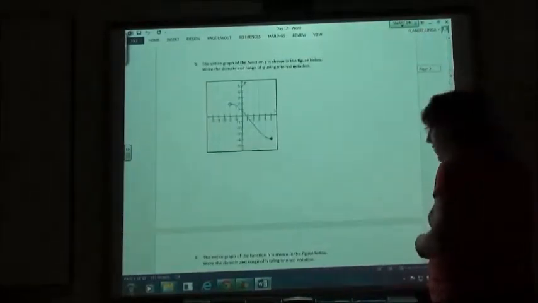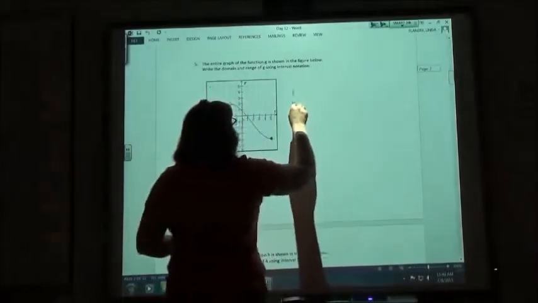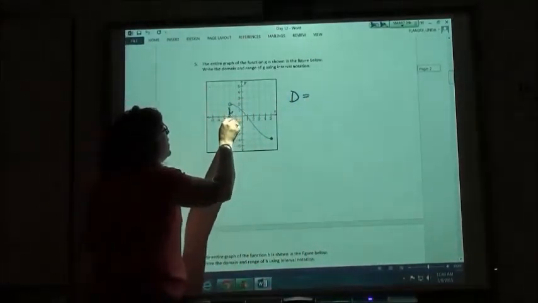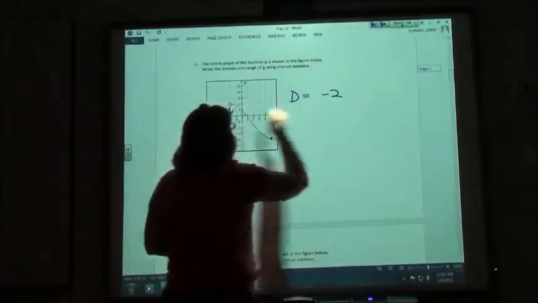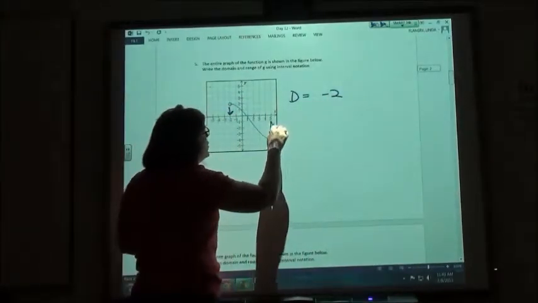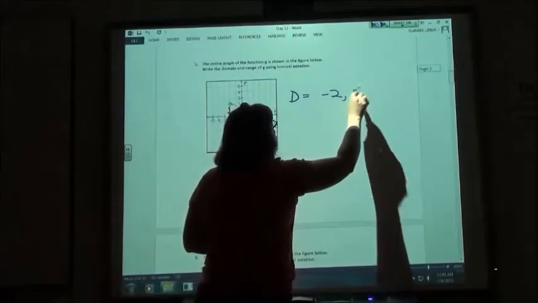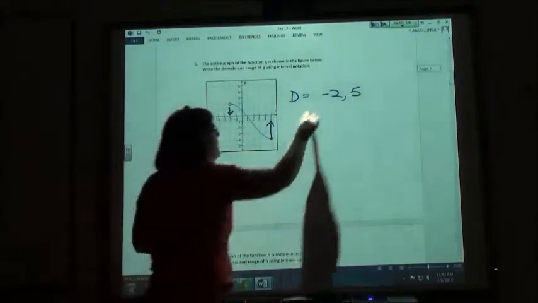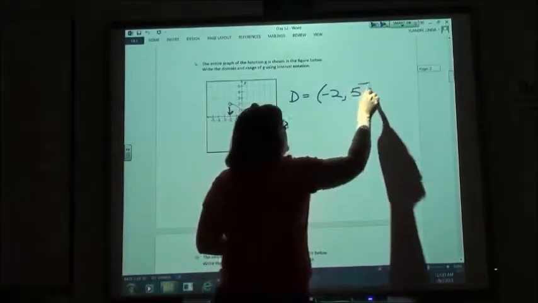So number 5, if I'm looking at that graph and I'm going to do my domain, my farthest to the left point has an x value of -2. My graph is continuous, and the farthest to the right point has an x value of 5. I'm not including the -2, I am including the 5.